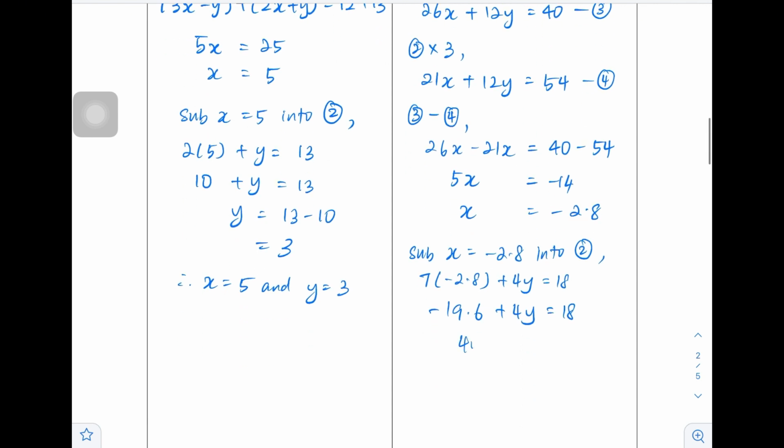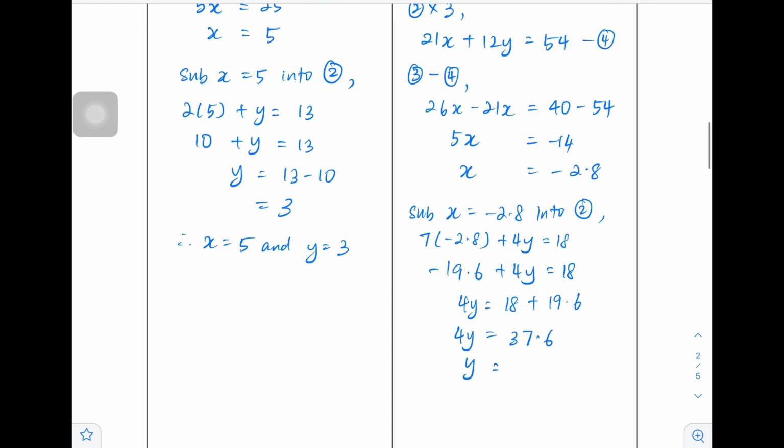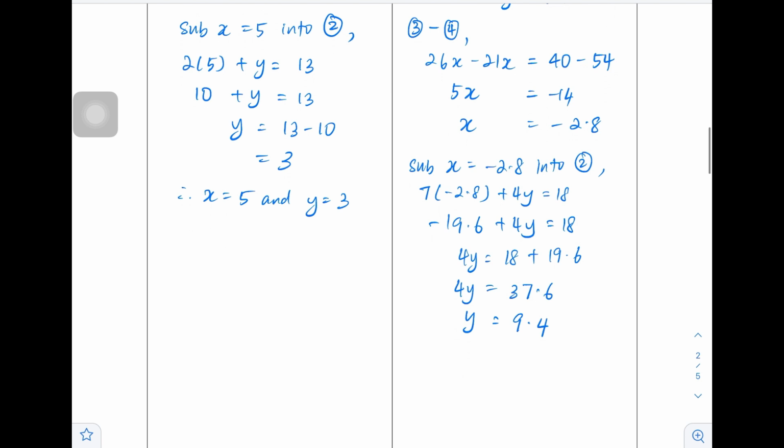So 4y would be equal to 18 plus 19.6. 18 plus 19.6 would give me 37.6. Therefore, to find y, I will need to take 37.6 divided by 4 to give me 9.4. So this would help me to solve the two equations, and I can finally write down the answer as x equals negative 2.8 and y equals 9.4.